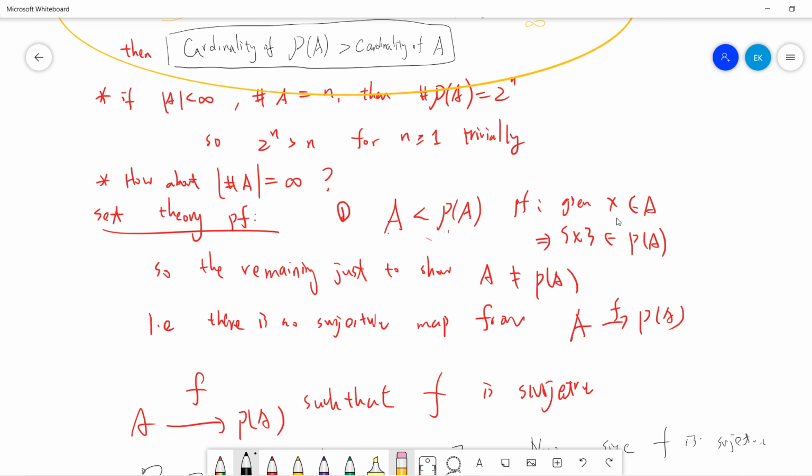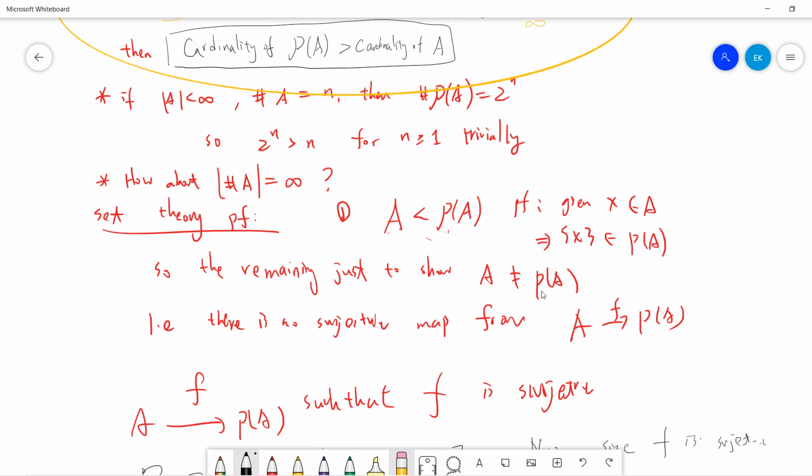The idea is that given a set A, and given an element x of A, you can create a set with the single element x, like a singleton, in its power set P(A), right? So that means the map from A to P(A) is injective. The remaining part is to show that A is different from P(A), because we already showed that A injects into P(A), so A is at most P(A).